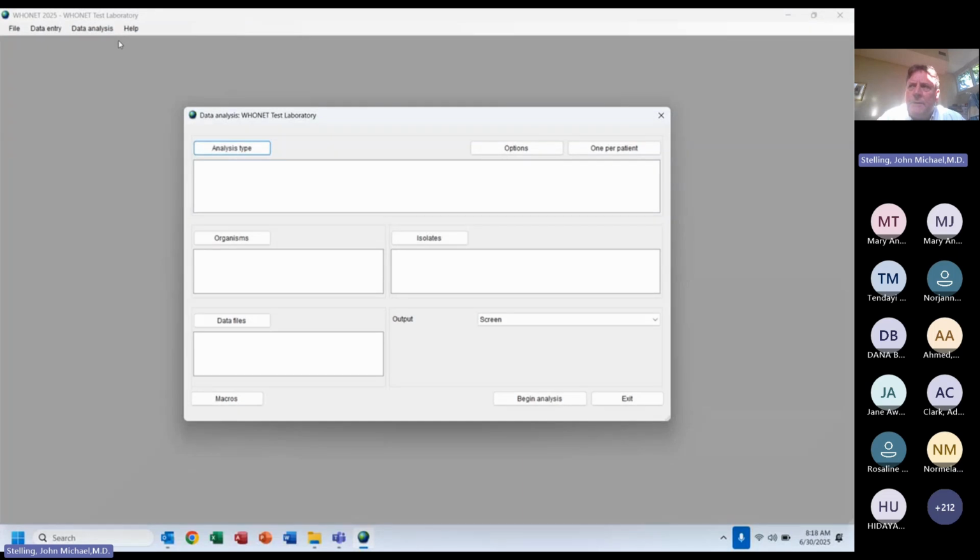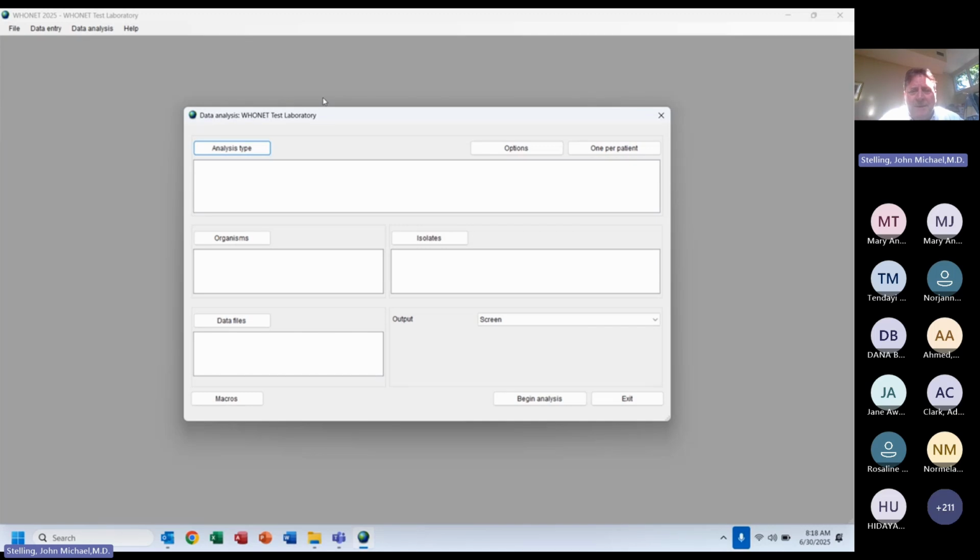Adam, I did switch from the PowerPoint to the demonstration. I did forget to ask, are there any comments or questions in the chat box? None so far, actually. So if anyone has any questions or comments, please type those in and we'll try to get to them at the end of the session. Thank you.